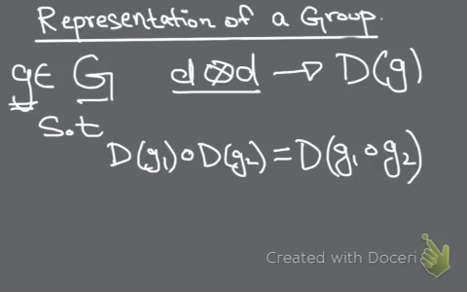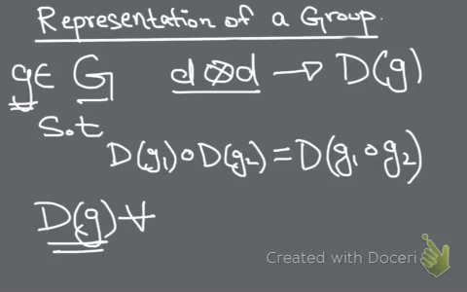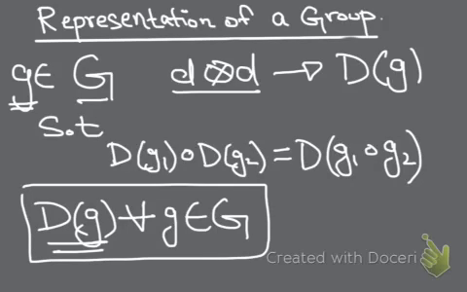Alright, so the matrix D of g is then said to represent the element g, and the set of matrices D of g for all elements g that belong to my group, in this case, is said to provide a representation of my group G. The size of the matrices, that is D, is then the dimension of my representation. So D tells me the dimension of my representation.